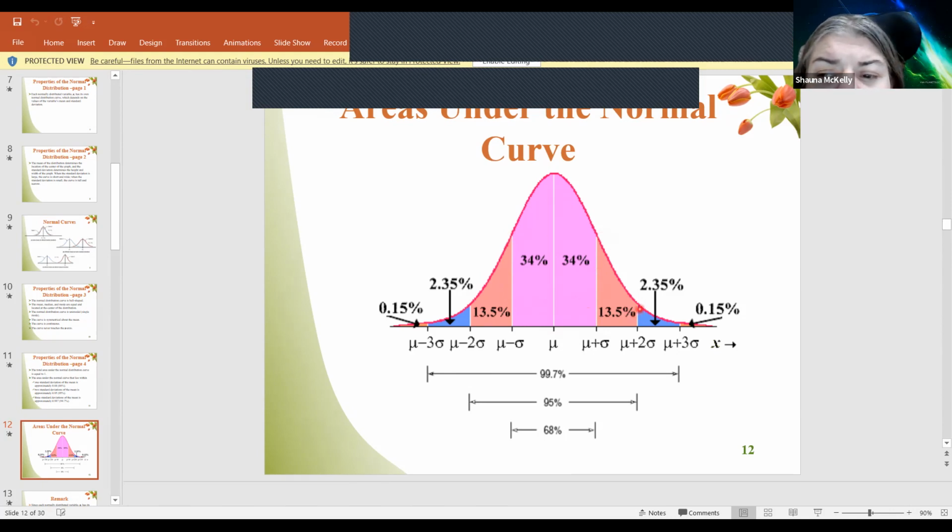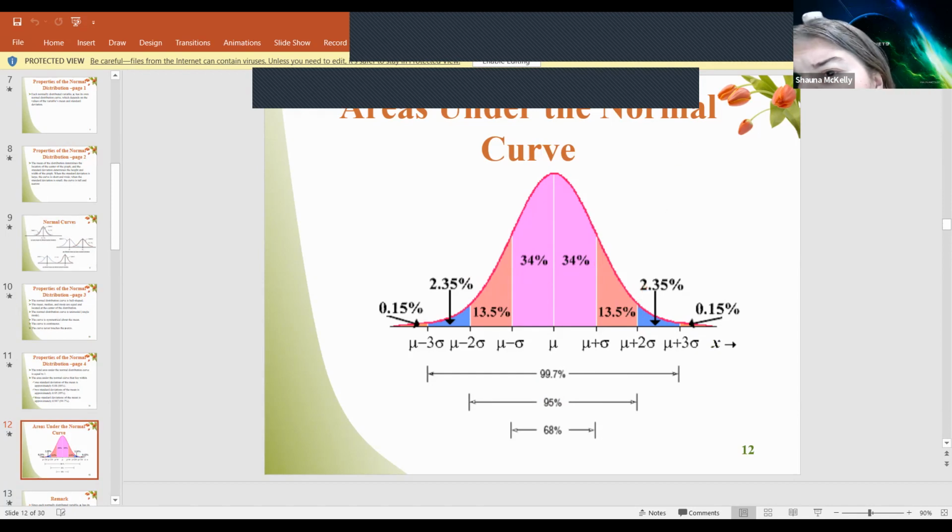And then if I look at another 13 and a half and 13 and a half over here, that's another 27. If I add 68 plus 27, I get 95. So 95% are within 2 standard deviations and 99.7% are within 3. Now, where am I going with this? Well, that works for normal curves, okay? But Chebyshev's theorem is a little different.